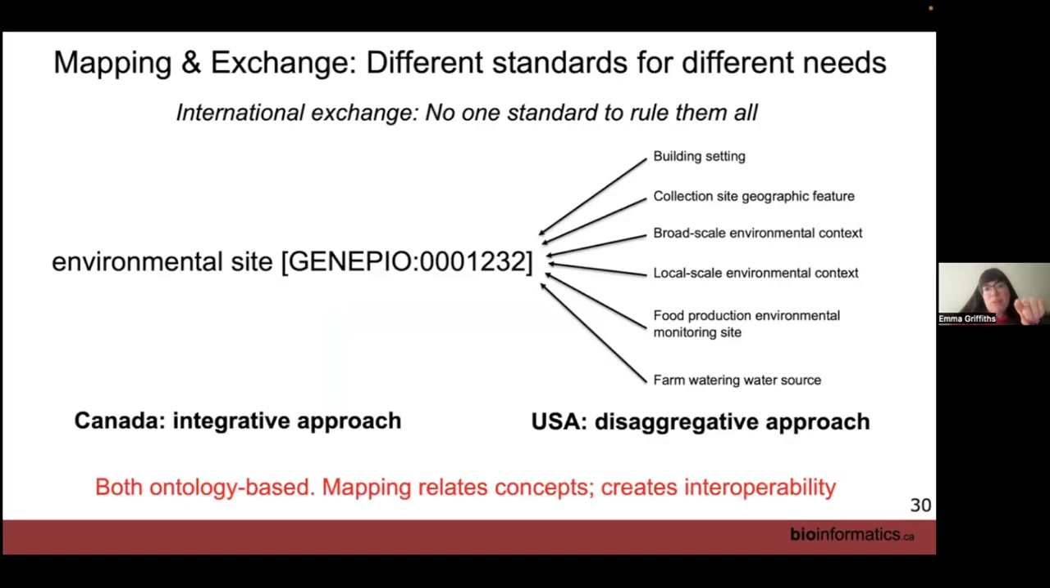Something that we mentioned in the last slide was the importance of mapping and exchange. We had implemented different solutions for different labs in different organizations within Canada, but something we needed to consider was the need to exchange data with countries outside of Canada. One use case was exchanging data with our neighbors to the south, which is, of course, the US.